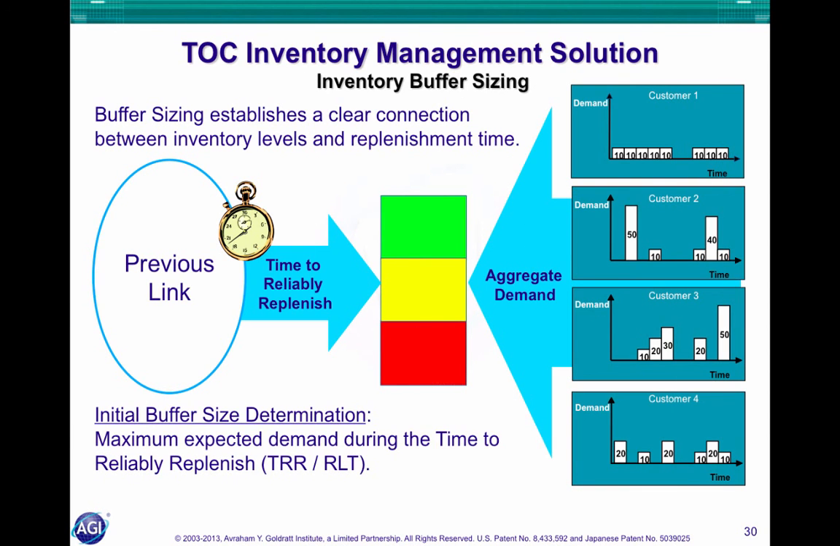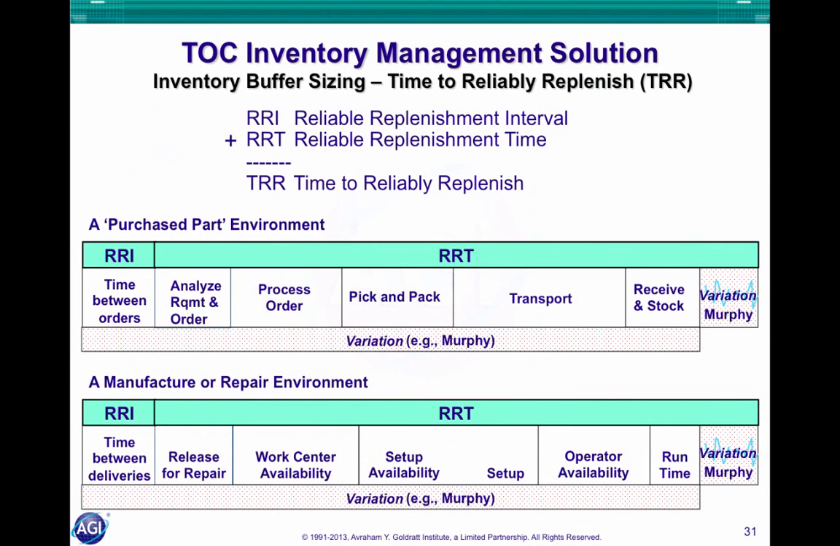Buffer sizing establishes a clear connection between inventory levels and replenishment time, given the variability in customer demand and how it aggregates back, and the time to reliably replenish from the previous link. The initial buffer size determination is based on the maximum expected demand during the time to reliably replenish, from which we can then use time-based demand patterns to assess the inventory investment versus the risk of being out of stock. When you break down the time to reliably replenish, there are two major time blocks.